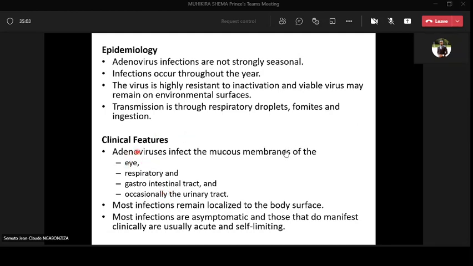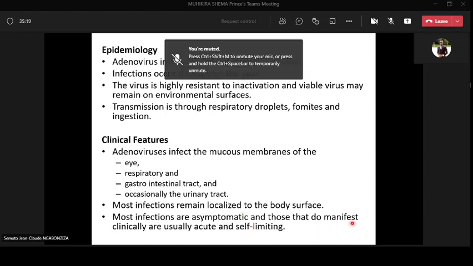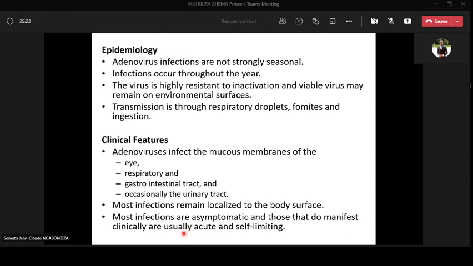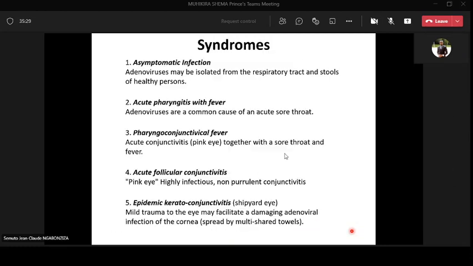It can also cross the conjunctival membrane, mucous membrane. And most infections remain localized to the body surface. They don't go in and are asymptomatic. And acute ones are mostly self-limiting, so they will cure. So we have asymptomatic infection, which is the most common. We have acute pharyngitis with fever. We have pharyngoconjunctival fever. We have acute follicular conjunctivitis.